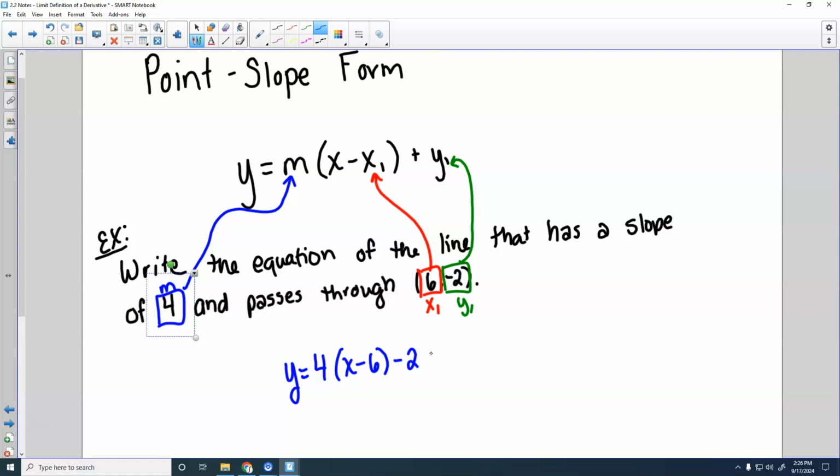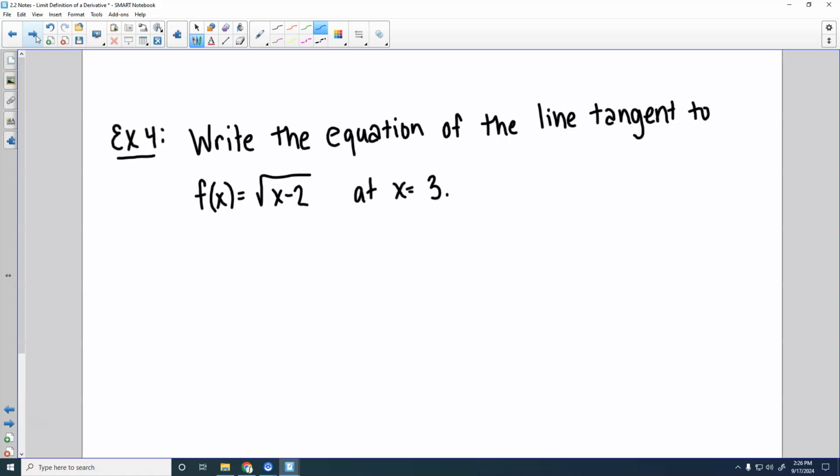Okay, now let's look at where this is going to come in for the calculus problems that we're going to see. So our question says, write the equation of the line tangent to f of x equals the square root of x minus 2 at x equals 3. Okay. Now, this did not ask for the slope of the tangent line. It asked for the equation of the tangent line, right?